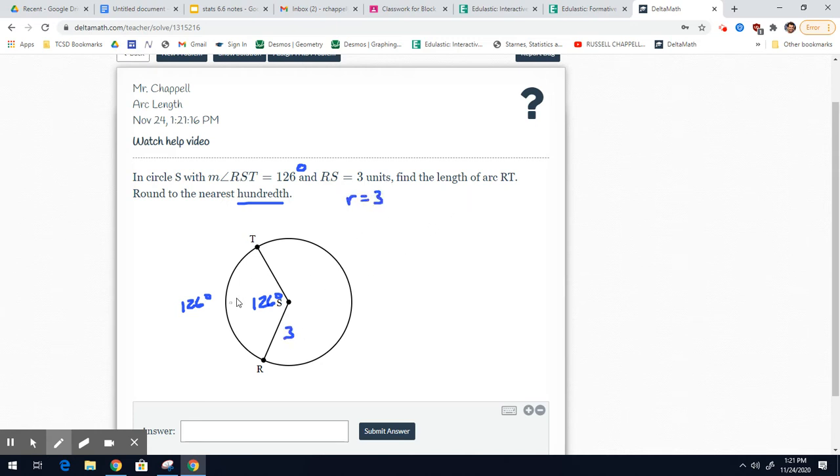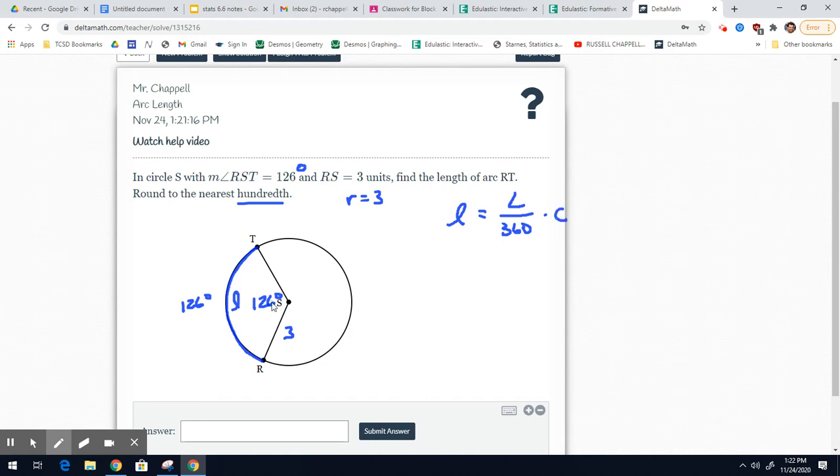And they want you to find the length of RT. So find this length here. I'll call that L. As I told you, I'm going to break this into two parts. Now, the arc length formula is this. The length of the arc is the angle out of 360 times the circumference. You can plug it all in at once.